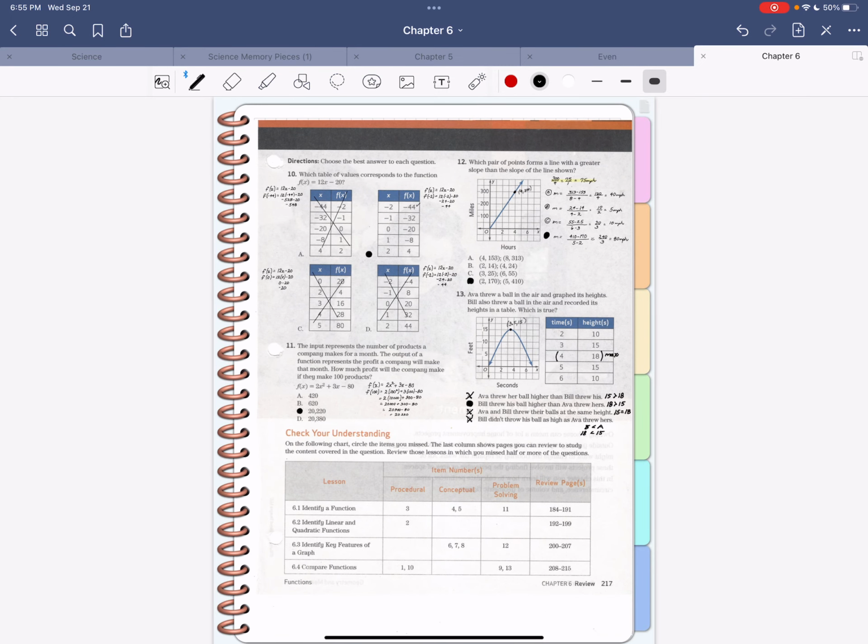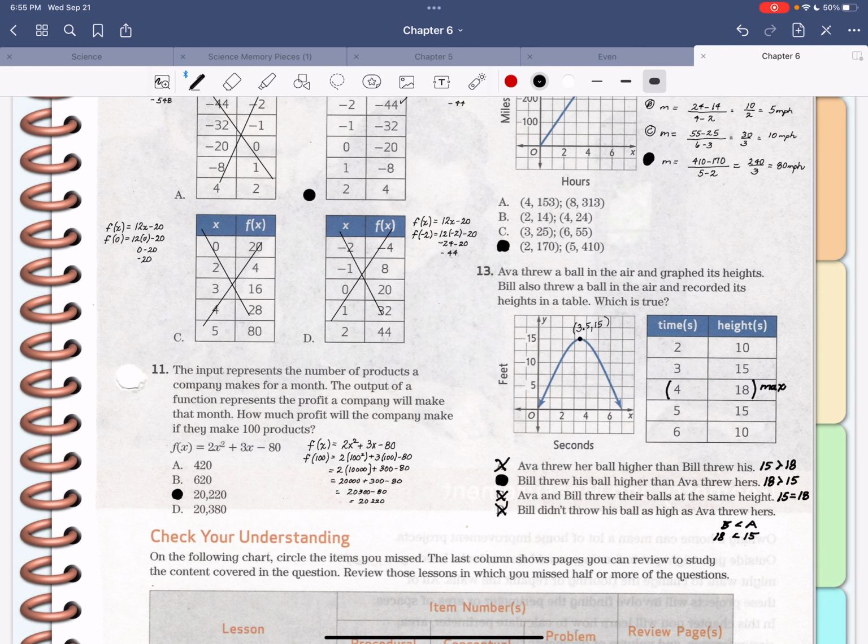All right, let me check these, and then we'll talk about that little grid at the bottom. Right, I'm already there. Number 10 is B. Number 11 is C. Number 12 is D. And number 13 is B.